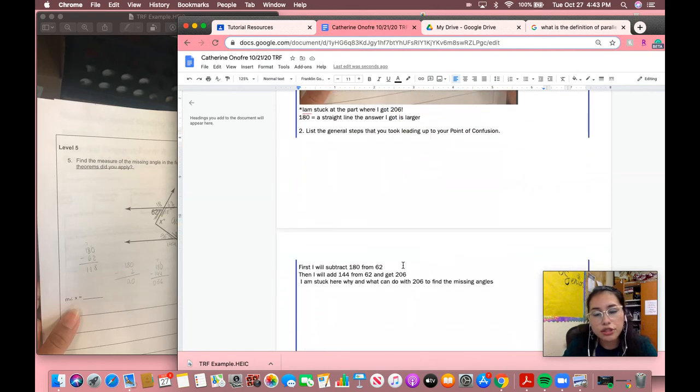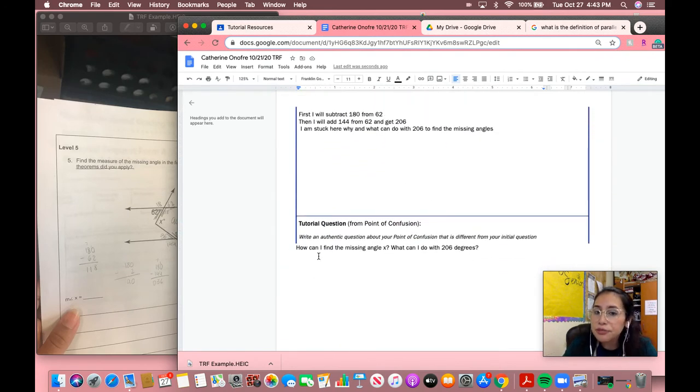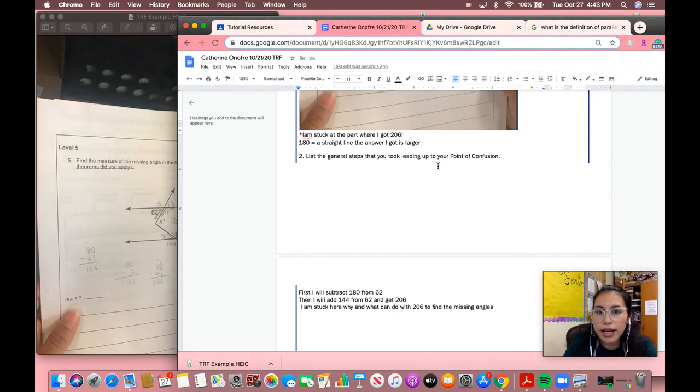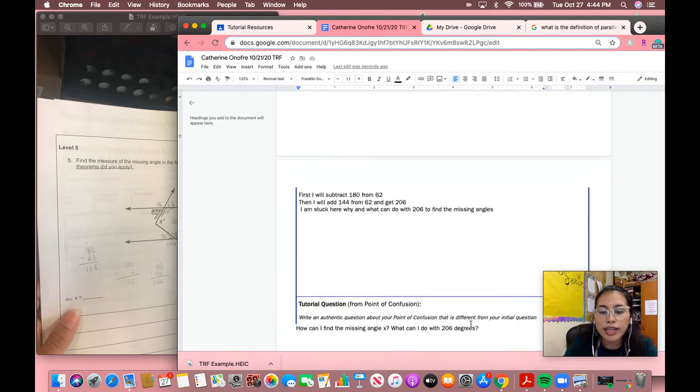And then also in section 2, it shows me again where you got stuck. And so it's easier for you to write your POC, your tutorial question. So basically I put, how can I find the missing angle X? Because that's what I need to find. And what can I do with the 206 degrees?